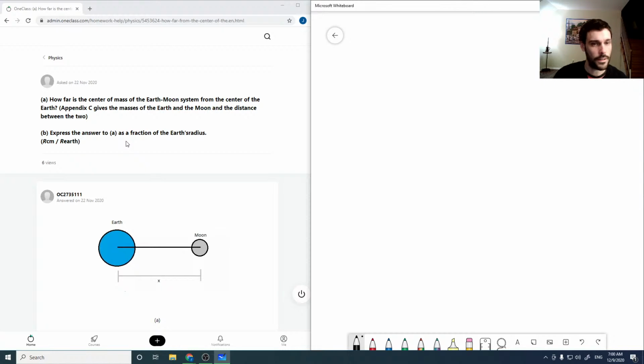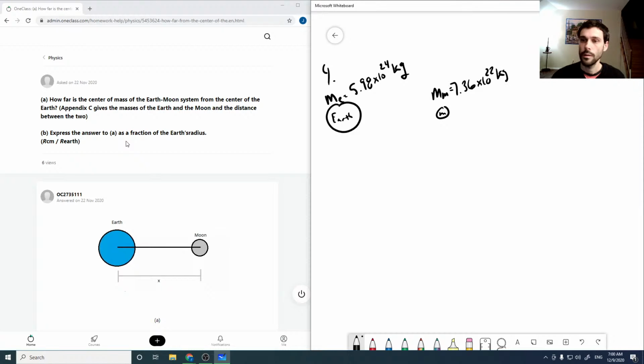Okay, so how far is the center of mass of the Earth-Moon system from the center of the Earth? And then we're given all the masses and everything. So we have our Earth, which has a mass of 5.98 times 10 to the 24 kilograms. We have a moon, which has a mass of 7.36 times 10 to the 22 kilograms. And we have the radius of the orbit, which is given as 3.84 times 10 to the 8 meters. And then it wants us to express the answer as a fraction of the Earth's radius.